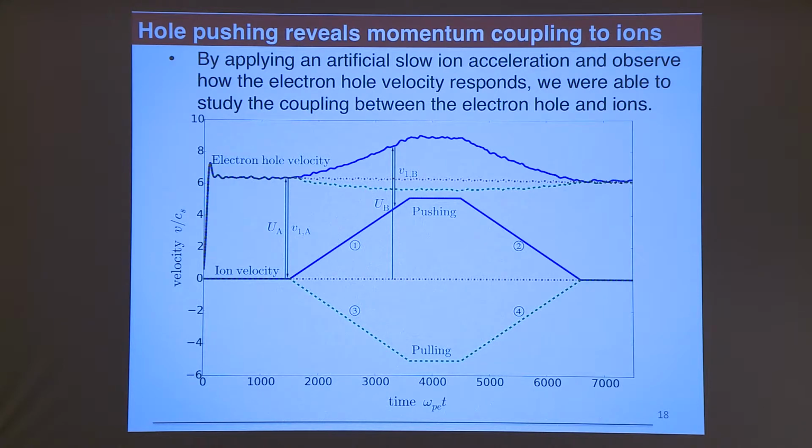In the same token, you can do pulling as well. That's when you accelerate the ions away from the electron holes. This pushing and pulling is reversible, and it's asymmetric. This effect is very interesting because it reveals a momentum coupling. There's no collision in this system, but because of the existence of electron holes, momentum can still be transferred from the ions to the electrons. Also, this provides us with a chance of exploring electron holes of different velocities almost continuously, especially the slow electron holes, which were difficult to access before.